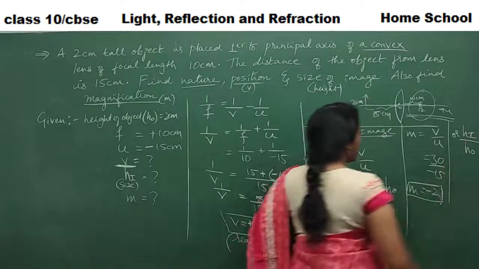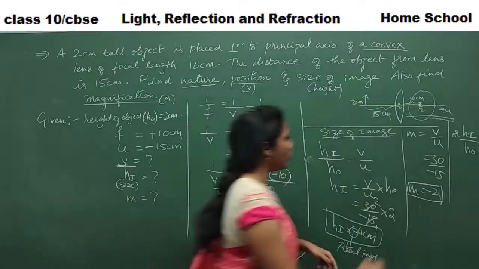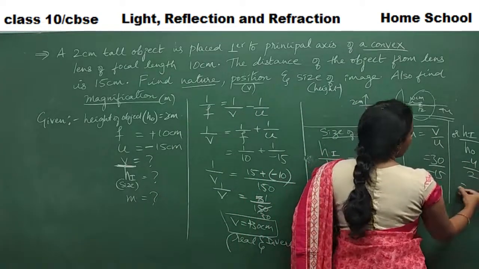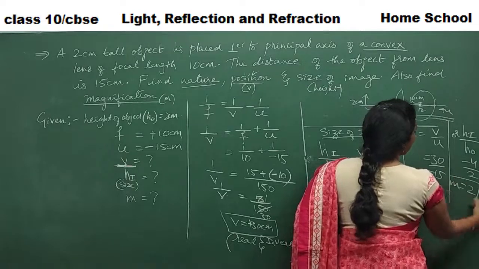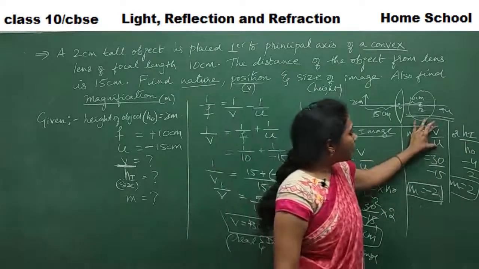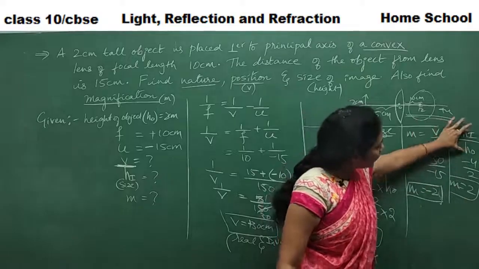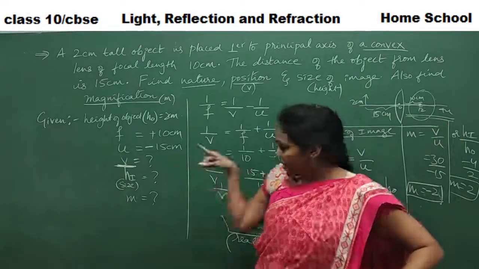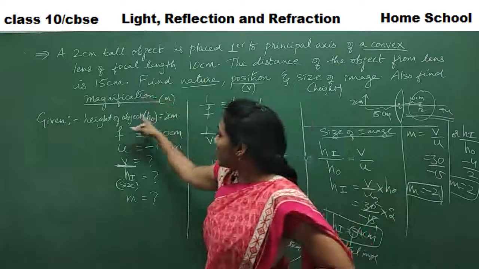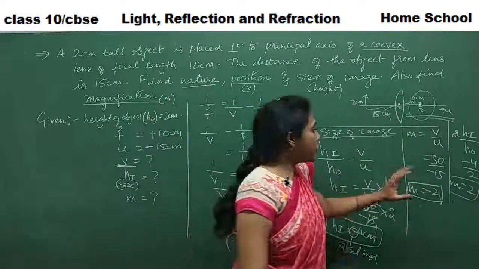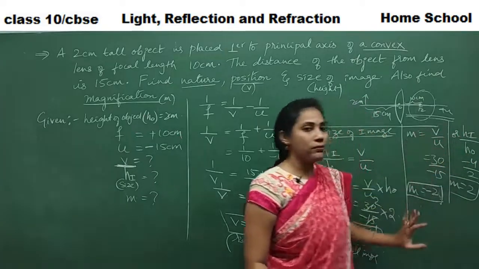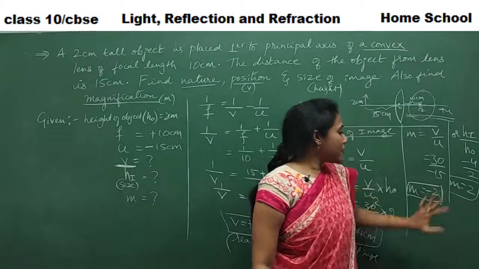Here also same thing. Height of the image is how much? Minus 4. Height of the object 2. So here also M is equal to minus 2 you will get. Any one method you use. Either this formula you can use this. You are using this formula because in this question just now you calculated height of the image and in the question they gave you height of the object. But most of the times this they won't give you, right? So always you use V by U.